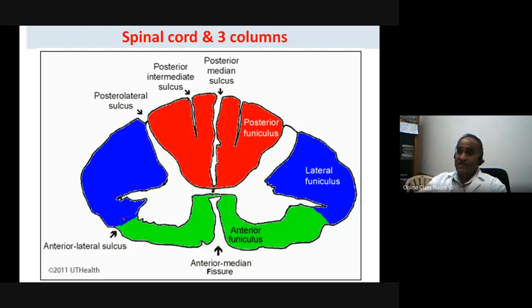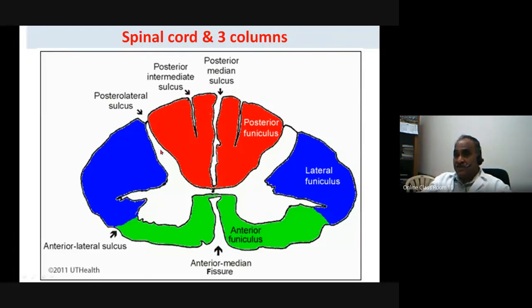As these columns make this green, blue, and red, these are the white matter of the spinal cord. What is shown in the white is the gray matter of the spinal cord. All these fibers ascend up in these colored areas and will reach the brain, or the fibers would come down. This is the white matter.